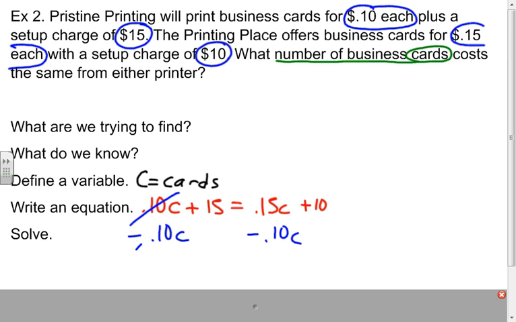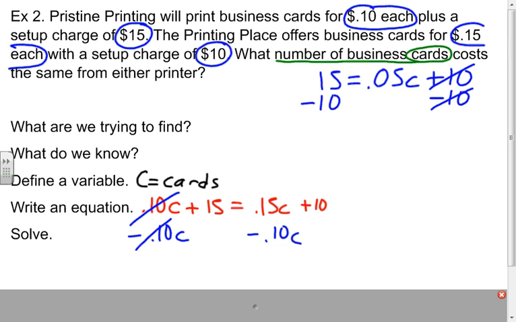Positive 0.10 and negative 0.10 are inverses, so they cancel. All I have on the left is 15, and I'm going to move it up here so I have more space. On the right, 0.15 minus 0.10 gives me 0.05C, and I haven't done anything with plus 10 yet, so it just comes along. C is my variable. It's being multiplied by 0.05. It's being added by 10. I need to get rid of the adding 10 first. The inverse of adding 10 is subtracting 10, and I have to do that from both sides.